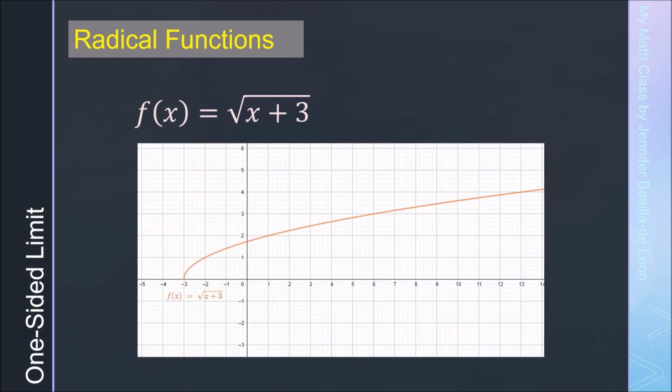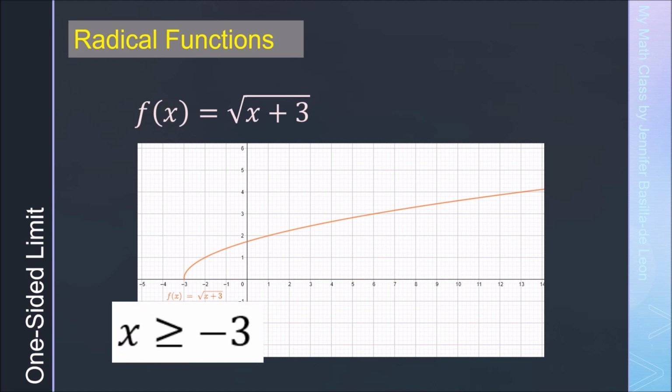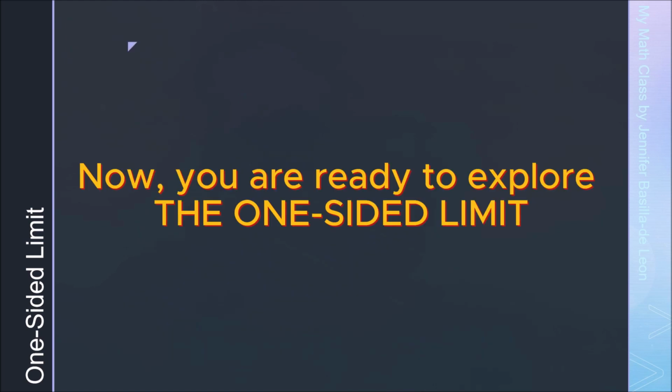We graph the function f(x) = √(x + 3). This supports our claim that the function is defined for all x's such that x is greater than or equal to negative 3. Let's explore the one-sided limits.